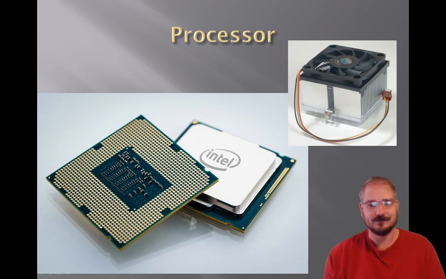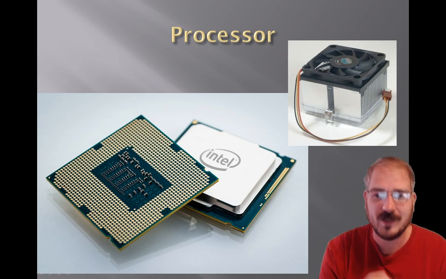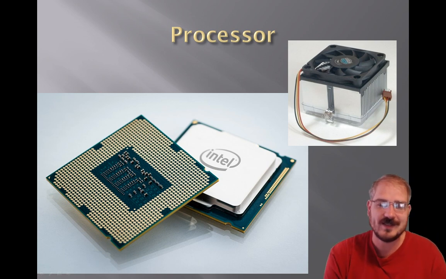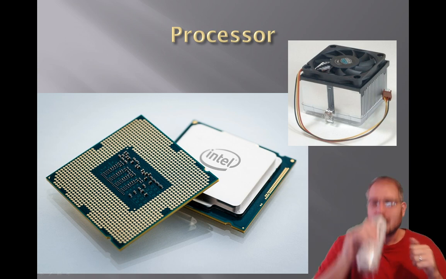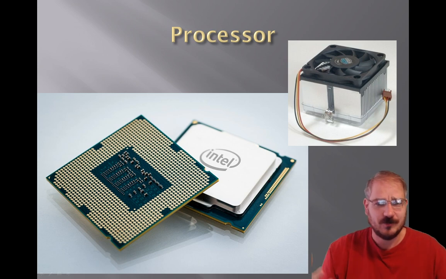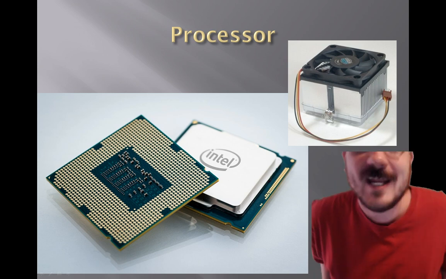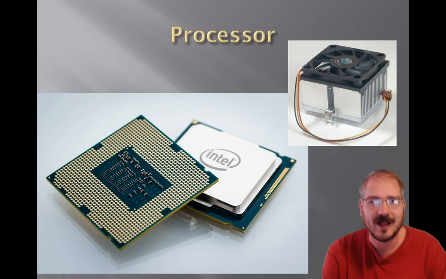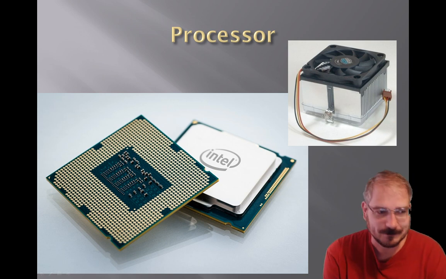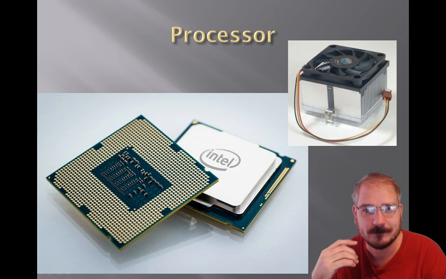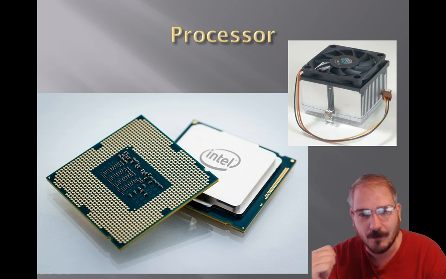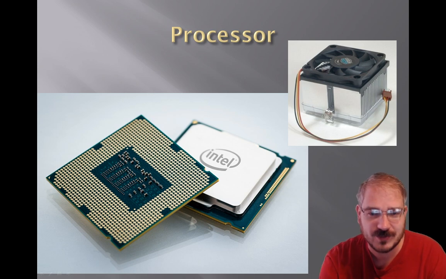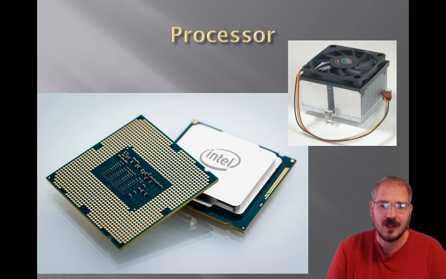So, the processor. The processor is an incredibly important part of your computer. It's the thing that does all the math, because that's all computers are, really. They're just math machines, right? They take in numbers, add, subtract, multiply, divide, and spit out numbers. This is the thing that does all, or most, of the actual thinking in a computer. If you want to make your computer run faster, this is usually the piece that you need to upgrade.